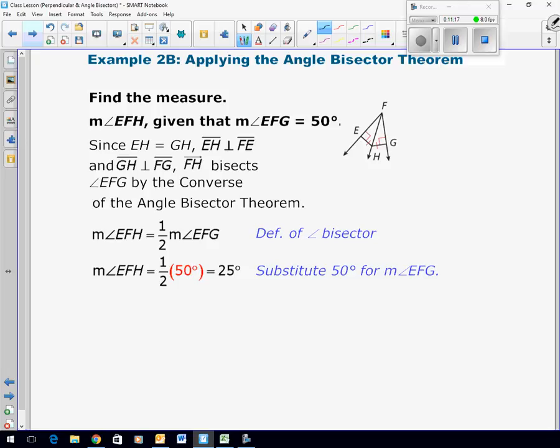Right? Given that, find the measure of EFH, given that EFG is 50. Well, if the big angle is 50, it would just be half of 50.